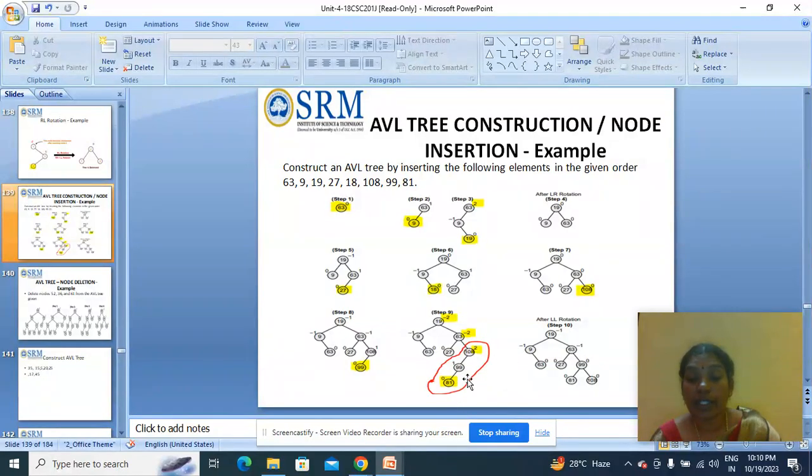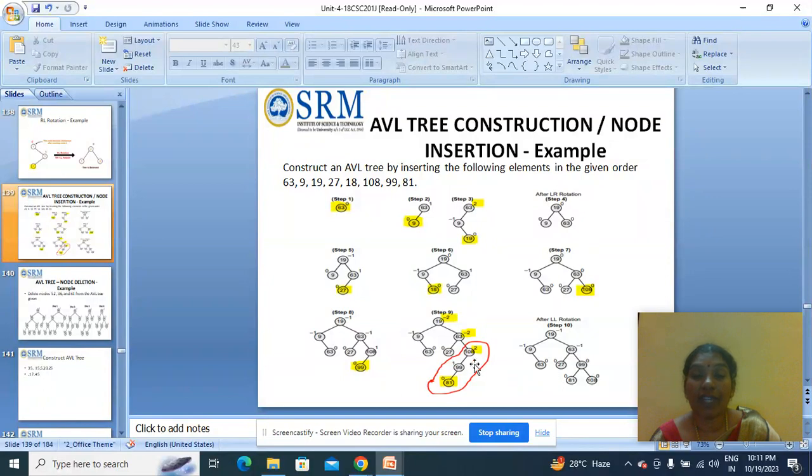In the single rotation, 99 becomes the root node. This is an LL case, the left subtree case. So 99 becomes the root node with only one single rotation in the clockwise direction. 99 becomes the root node, 81 becomes the left child and 108 is the right child. Now check the balance factor. All have valid balance factors: 0, minus 1, 1. So now this tree is balanced. It is an AVL tree.